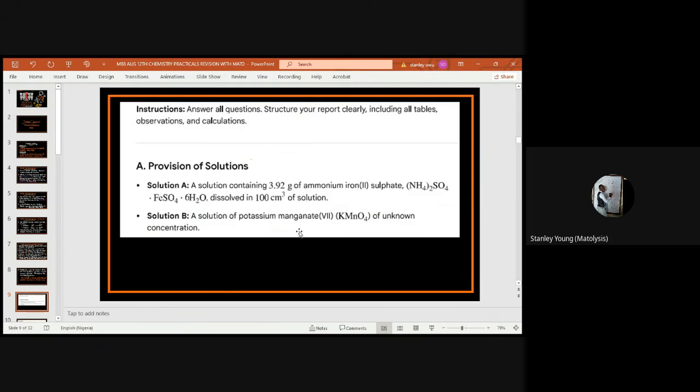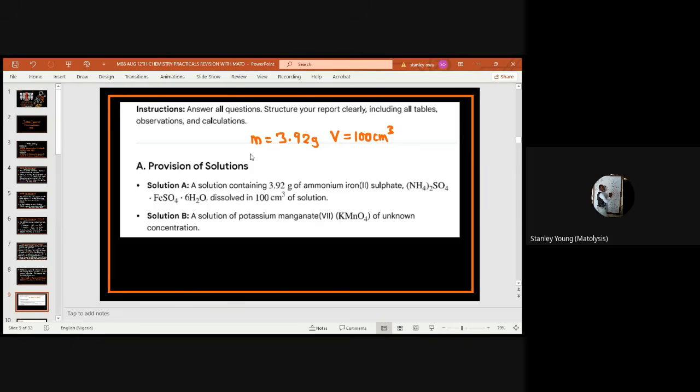solution A is a solution containing 3.92 grams of ammonium iron(II) sulfate dissolved in 100 cm³ of solution. You need to ask yourself what you need to do with this information. What can you see? You can see a mass of 3.92 grams, and a volume of 100 cm³.